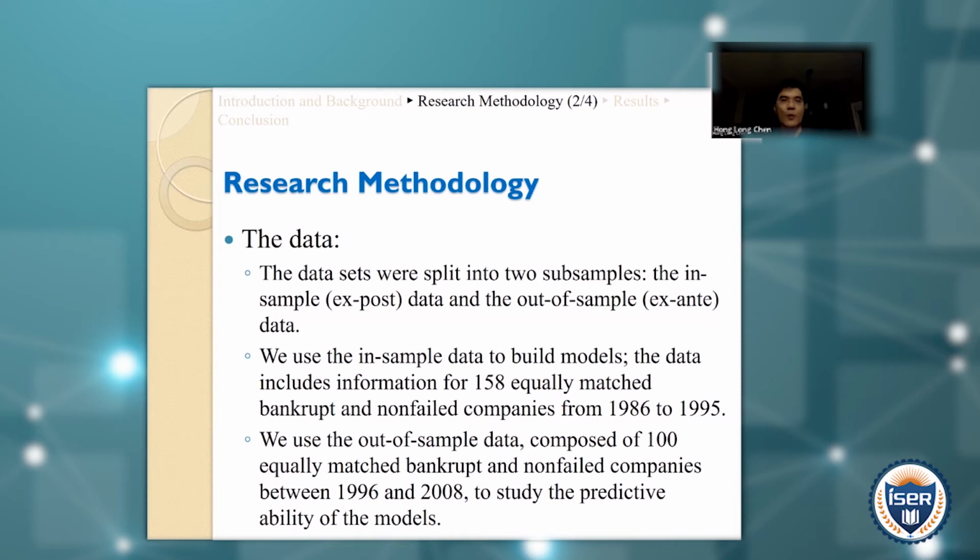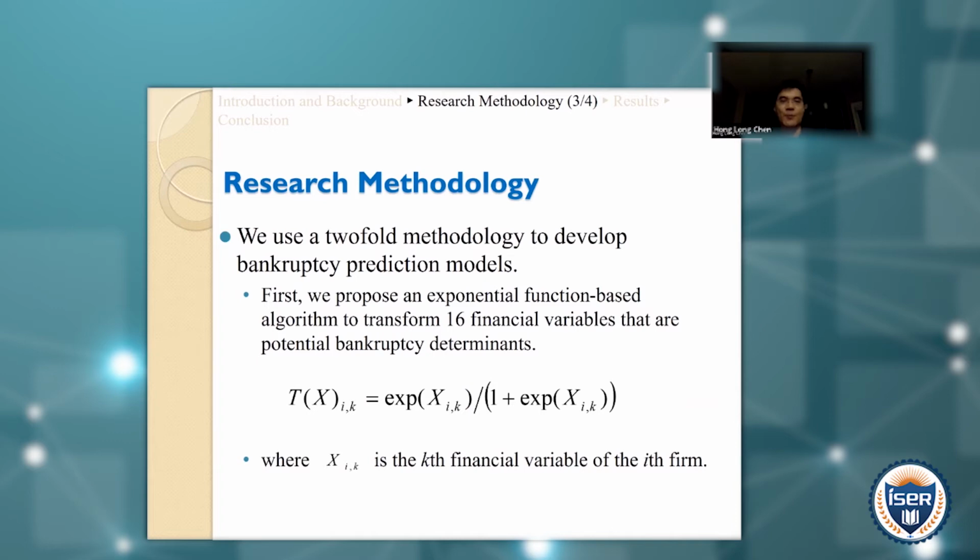Research methodology. We use a twofold methodology to develop bankruptcy prediction models. First, we propose an exponential function-based algorithm to transform 16 financial variables that are potential bankruptcy determinants. The selection is based on literature review. The equation, as you can see right here, is T(x) equals exp(x) divided by 1 plus exp(x), where x_ik is the kth financial variable of the ith firm.